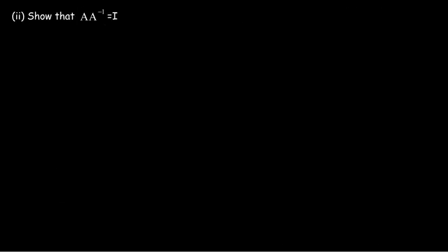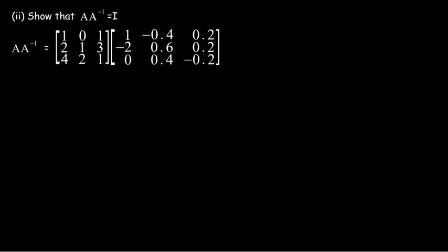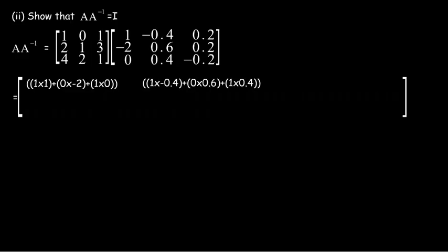For the second part of our question, which states that we show that A multiplying A inverse will be equal to I, where I is the identity matrix, we are going to be multiplying A and A inverse, and when we do that, it becomes multiplying both of them: in brackets 1 times 1 plus 0 times minus 2 plus 1 times 0 for our first element. Our second element will be 1 times minus 0.4 plus 0 times 0.6 plus 1 times 0.4, all in brackets. Next element will be 1 times 0.2 plus 0 times 0.2 plus 1 times minus 0.2.